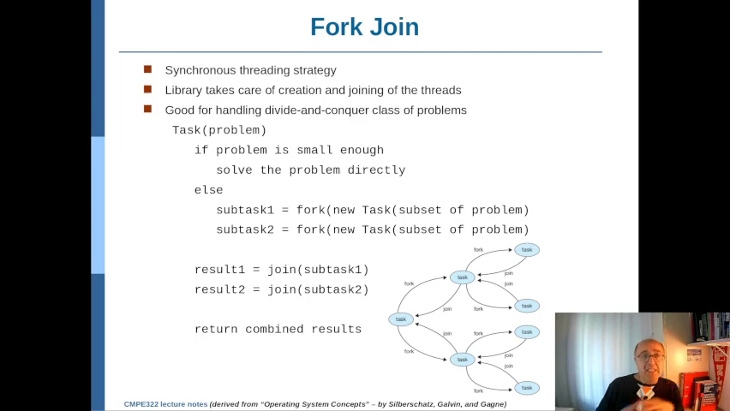An alternative is fork join, which is actually a synchronous threading strategy, available also in Java. So there is a library that takes care of the creation and joining of the threads. But this fork join is suitable for a specific class of problems, specifically the divide and conquer class of problems. Remember divide and conquer problems. A very good example of this would be sorting or searching. Like remember binary search or quick sort algorithms.